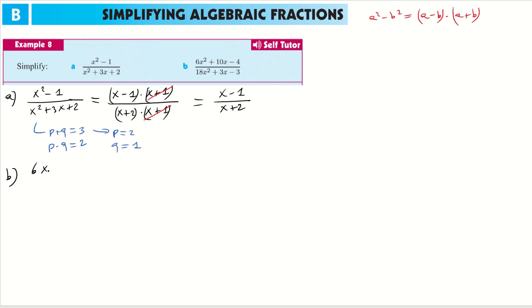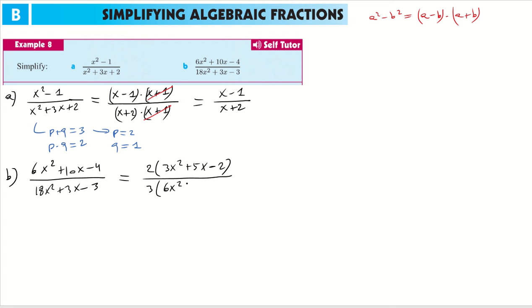plus 2. Then e, we have 6x squared plus 10x minus 4 over 18x squared plus 3x minus 3. Okay? So we have to factorize the denominator and also the numerator. I have 6x squared plus 10x minus 4. I can take something out. I can take a 2 out. If I take a 2 out, then 3x squared plus 5x minus 2 is left. And in the denominator, I can take a 3 out, then 6x squared plus x minus 1 is left.